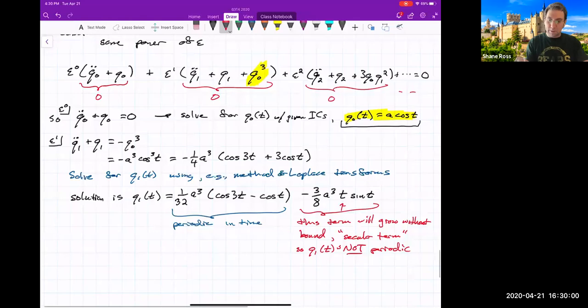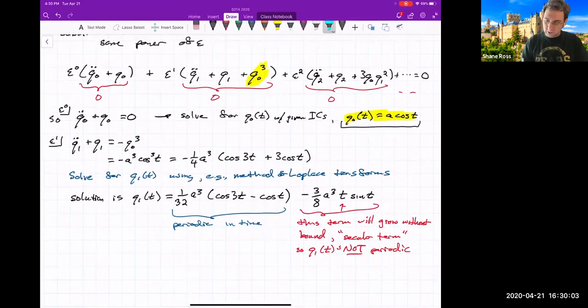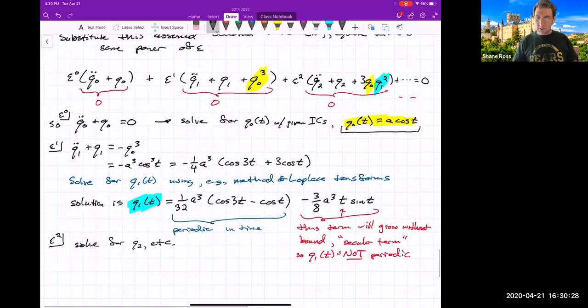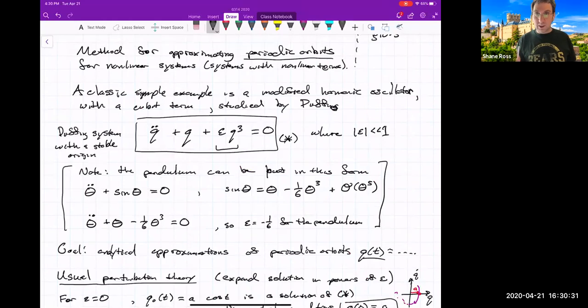So that's a problem. If it had been periodic in time, then we would use this solution, right? And plug it into here along with Q0, and then we'd solve for Q2 and so on in the chain of expansions. But we should just give up because, well, this solution is not periodic in time. However, if I plotted solutions of this ODE for those given initial conditions where A is some real number, you would see that things do loop back. It's periodic. So this approximation is getting things wrong. And that's what Lindstedt and Poincare addressed.